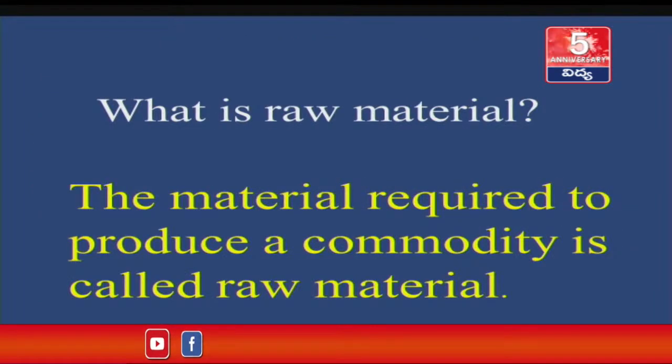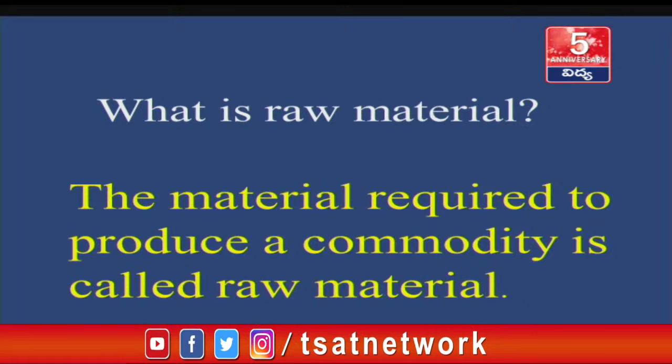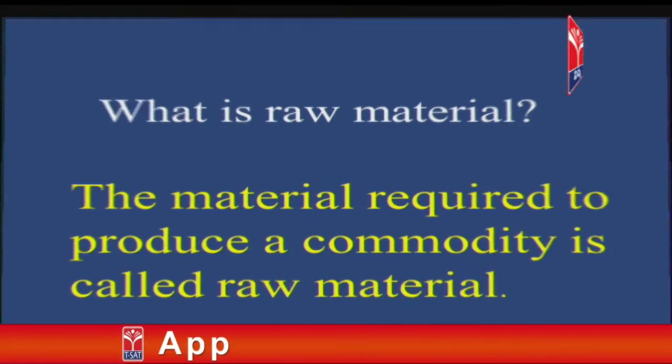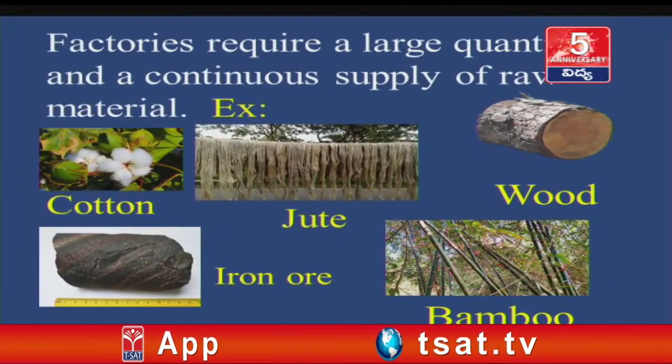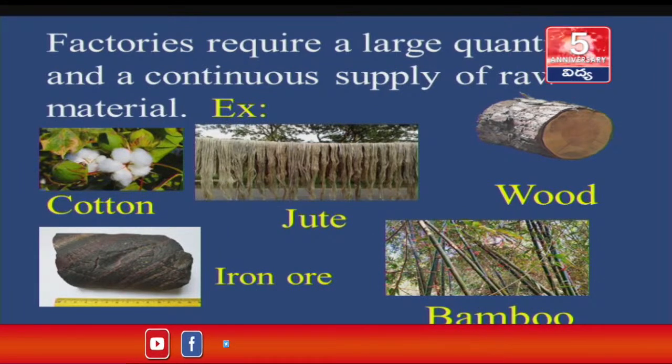Now let us see what raw material is. As we studied earlier, raw material is required. The material required to produce a commodity is called raw material, and raw materials are very important. Without them there is no production. So factories require a large quantity and a continuous supply of raw material.